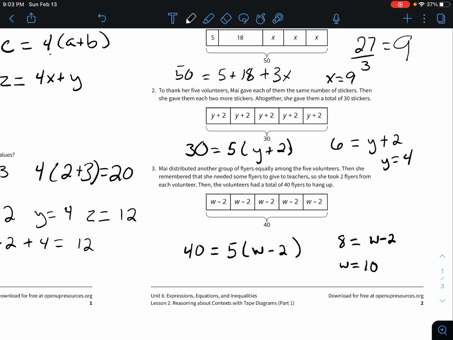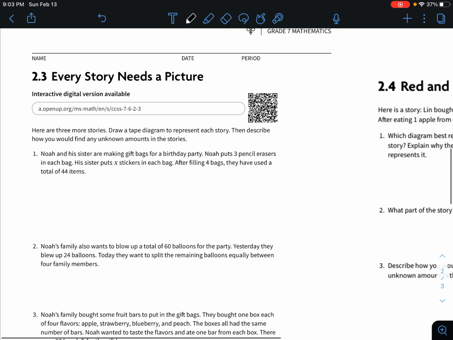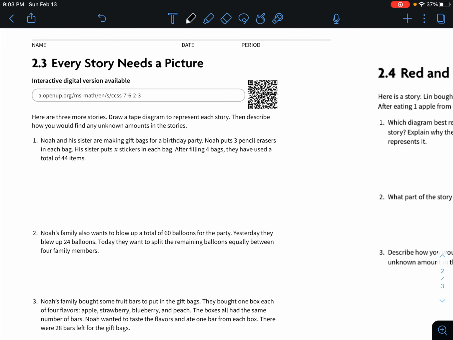Because 10 minus 2 would equal 8. Okay, so once again, we're just using those tape diagrams to answer the questions. Now here, there is this link, so you can do this online. On the computer, you'll be able to pull and generate your tape diagrams, but that's what we're going to do here.